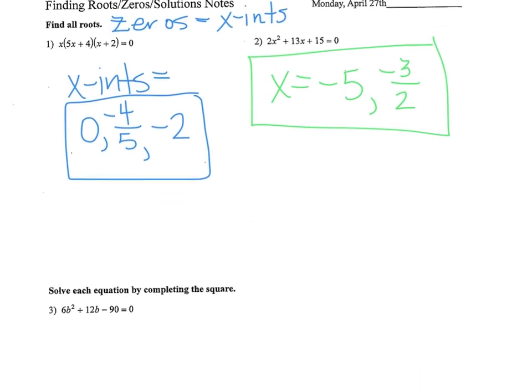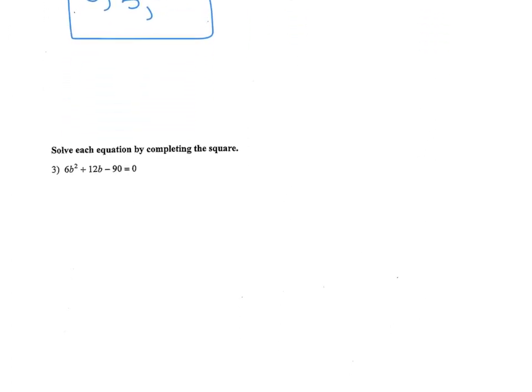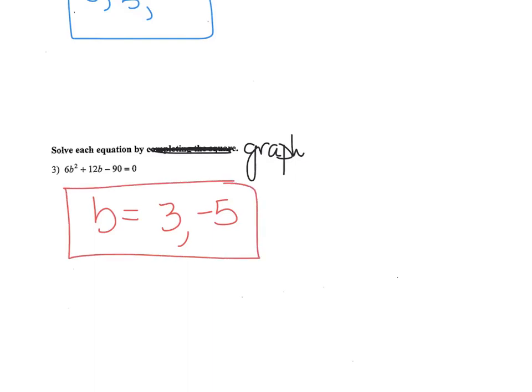For our third equation, even though it says completing the square, I'm changing the directions. I don't want you to do it by completing the square. We'll do that tomorrow. I just want you to graph. Do the same thing we did up on number 2 and find the x-intercepts. My x-intercepts come out really nice on this one, and we get that b is equal to 3 and -5. You should see that in the table pretty easily. And that's it.